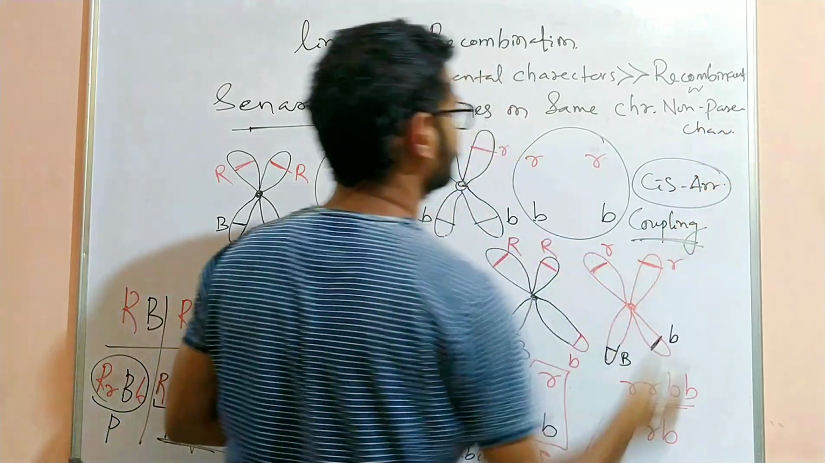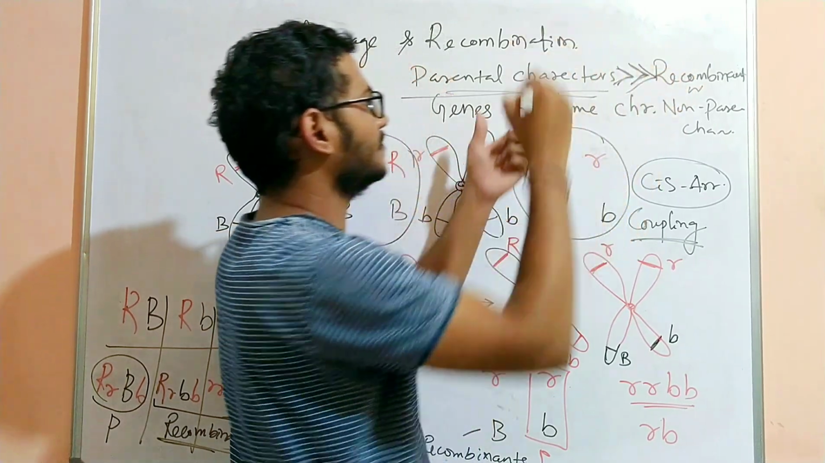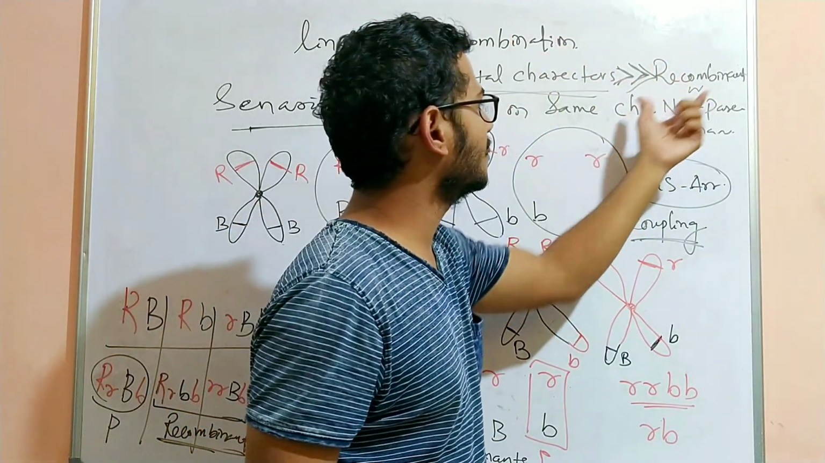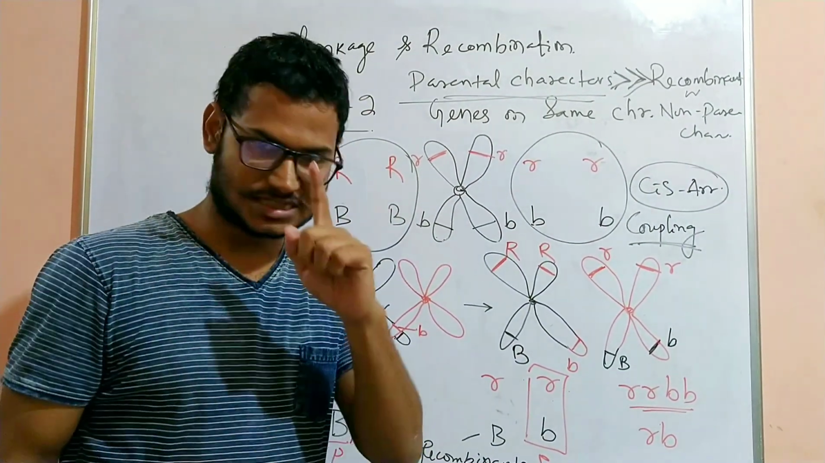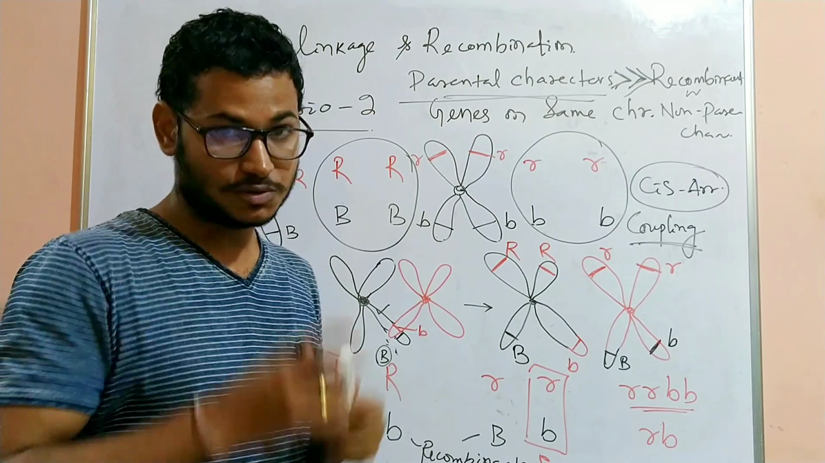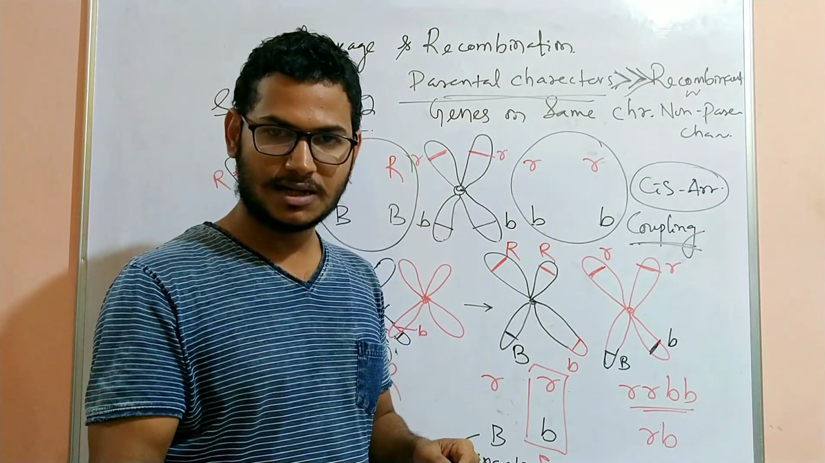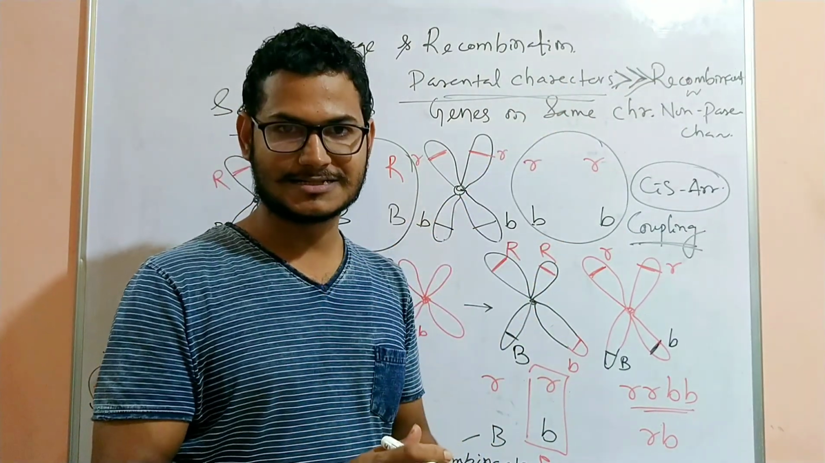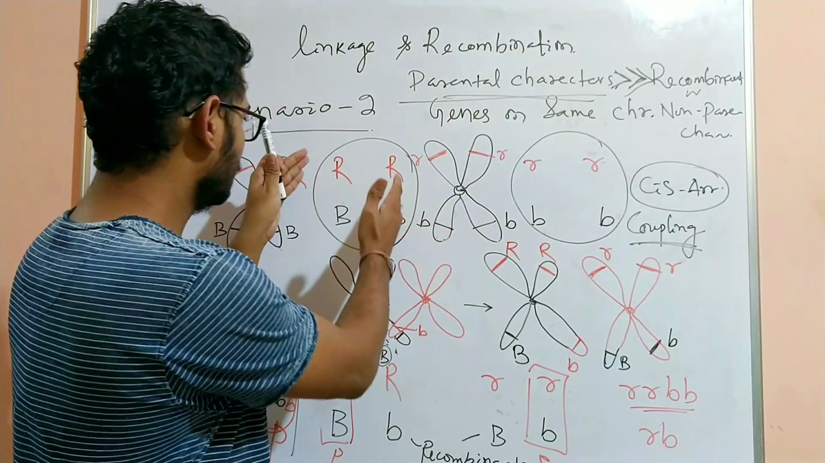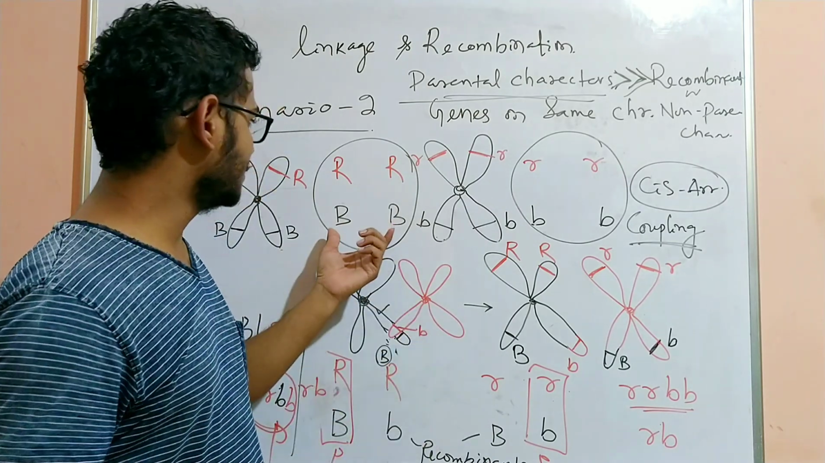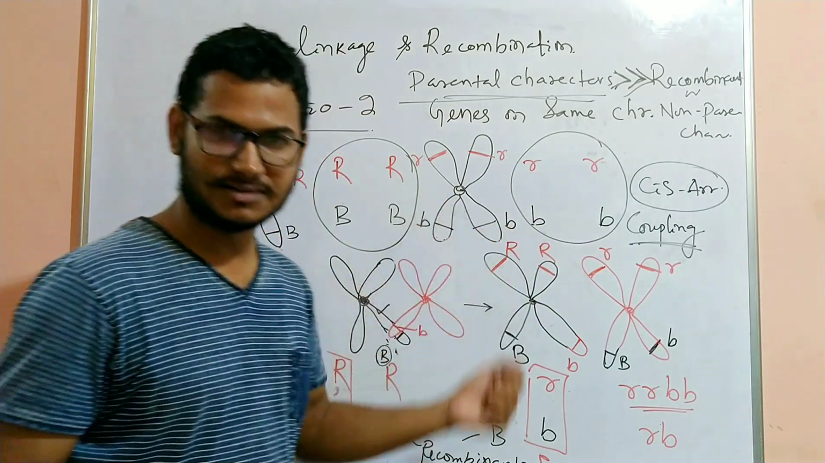or non-parental character. Okay, so the parental character here appears in much higher percentage as compared to the recombinant or non-parental character, because the genes are located on the same chromosome. Clear? So when they are located in different chromosomes, the percentage of recombinant will be more and that of parental character will be less. So now we will discuss about the trans arrangement. So this one is cis arrangement, when dominant characters are present in one chromosome and recessive are present in a different chromosome.